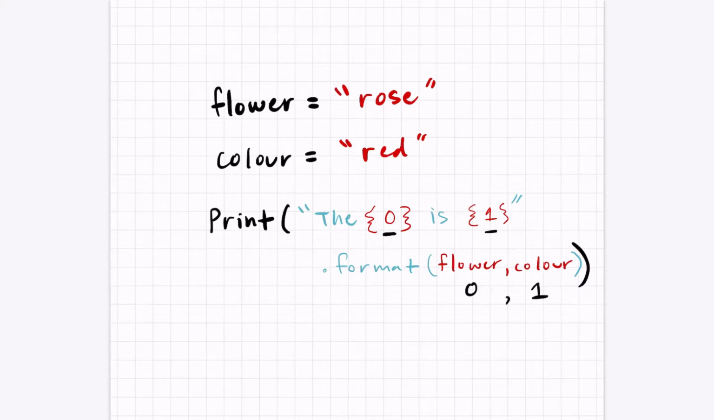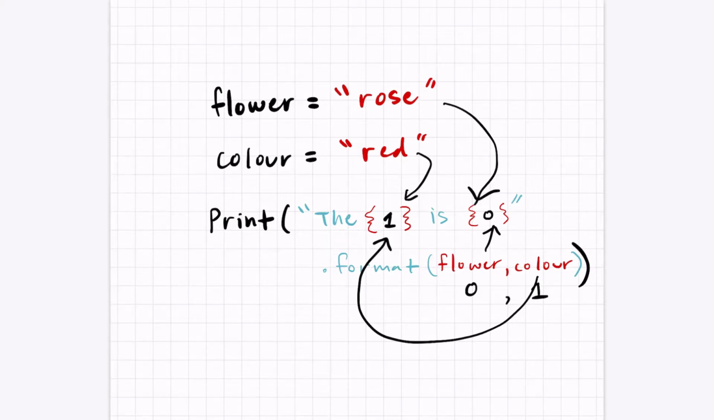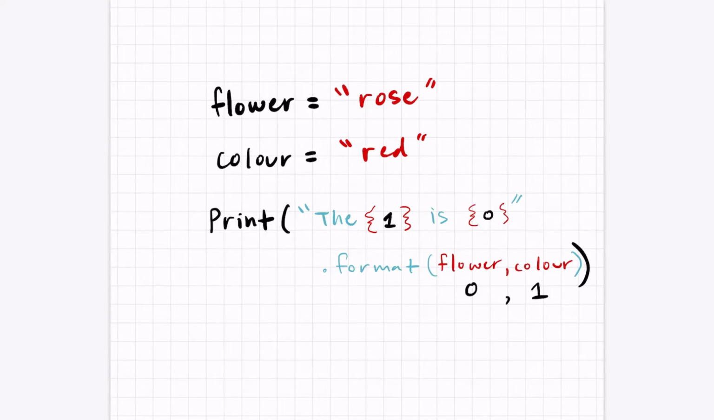So if you were to reverse this, let's erase this 0 here, and we'll erase that. And let's say you put 1 and then 0. That wouldn't work because you would have the color, which would be red, and then you would have flower, which would be rose, and it would read that red is rose. Just clearly that does not make sense. So that is why you have to be very careful which way you place these.